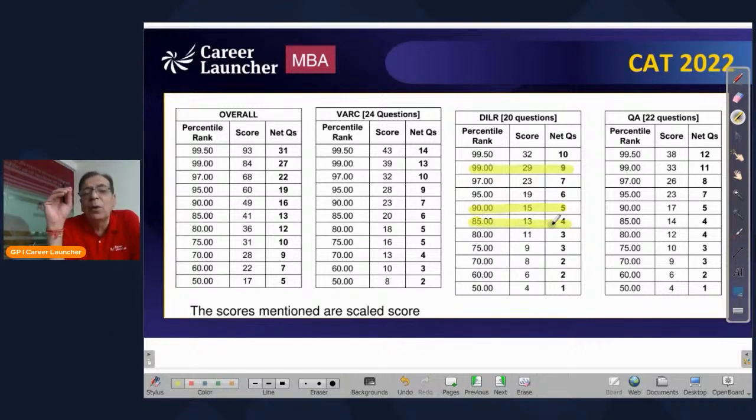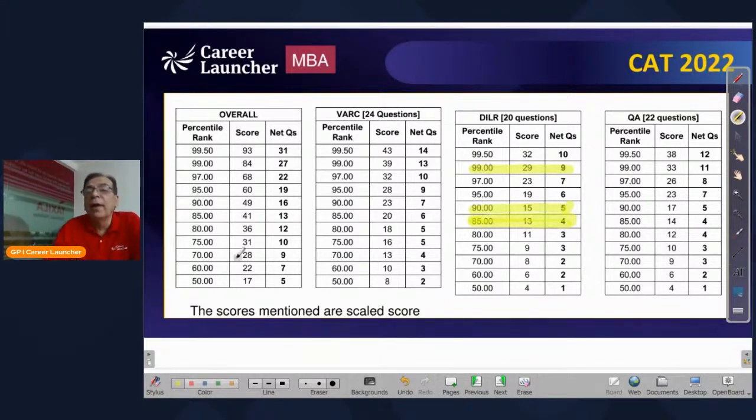Now, why are these two numbers important, 85 and 90 percentile? 90 percentile ensures that you have cleared the sectional cutoff of almost every MBA institute. Any MBA institute which has a sectional cutoff will usually be at or below 90 percentile. As far as the IIMs are concerned, for practically all IIMs, the 85 percentile is the cutoff which is looked at for this particular section of DILR. And there you can see one set of data is good enough to get you to a 90 percentile to clear the cutoff, if not more. Okay, so that's the important part.